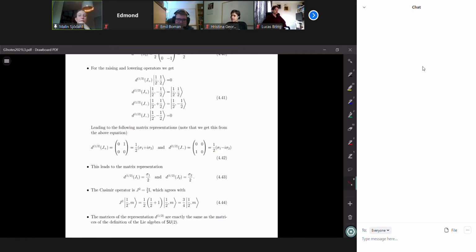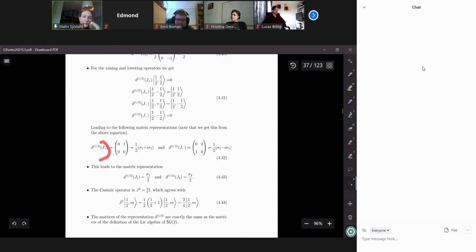And forming linear combinations of these, we actually recovered the representation of j1. So we didn't actually define it to be this thing, but we found that it was this thing, sigma 1 over 2.